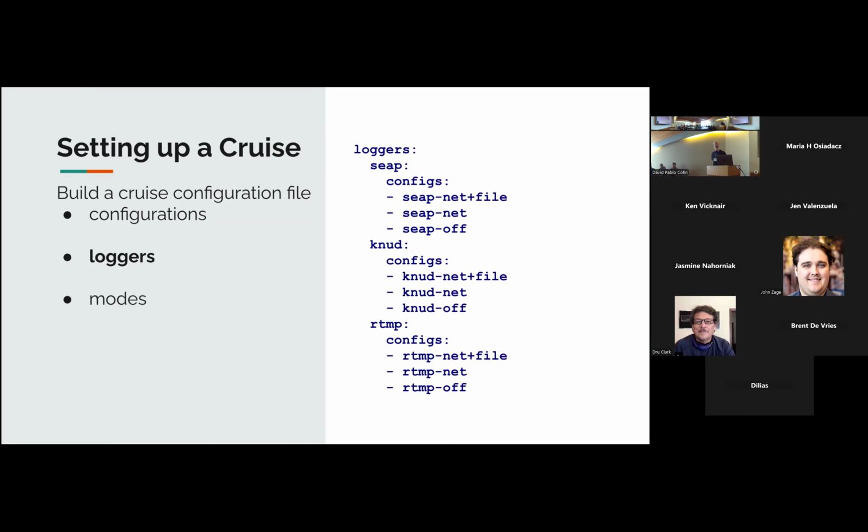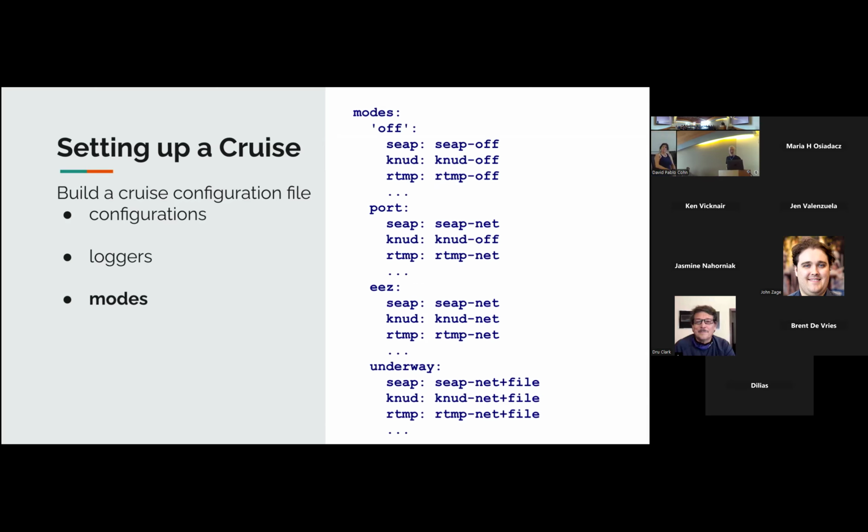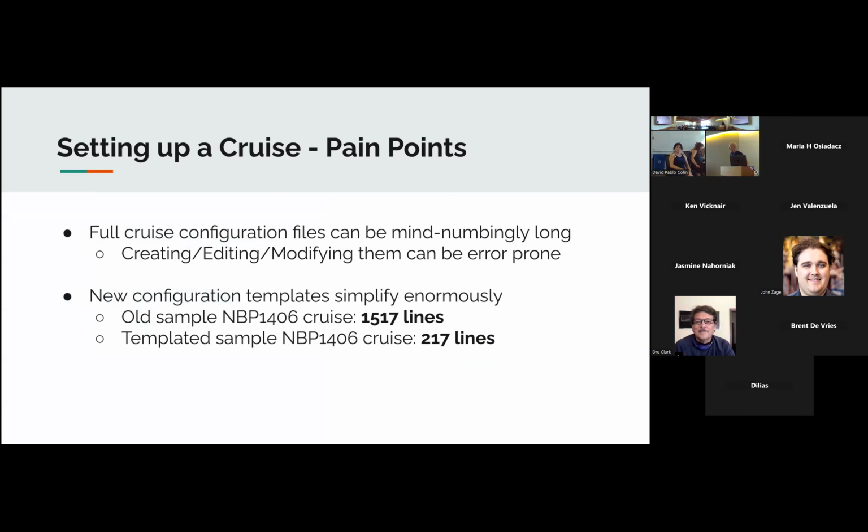loggers you've got. You have to then define what loggers you have. You say your CPath has these 3 configurations, your Knudsen has these 3 configurations, etc. And then for each of that, you have to define the modes for each of them. Now, this example is nice and small. It fits on a single page. The original configuration file for the NBP that we looked at was over 1,500 lines.